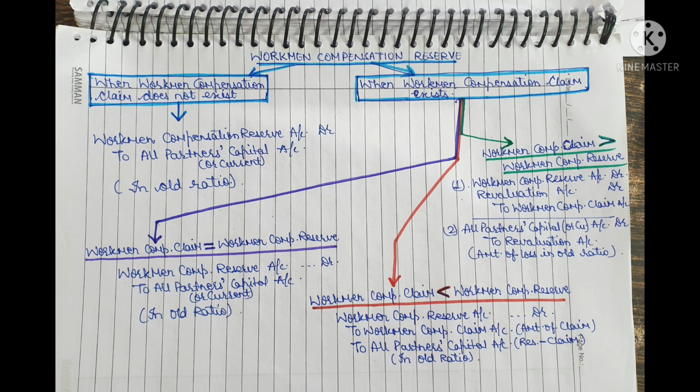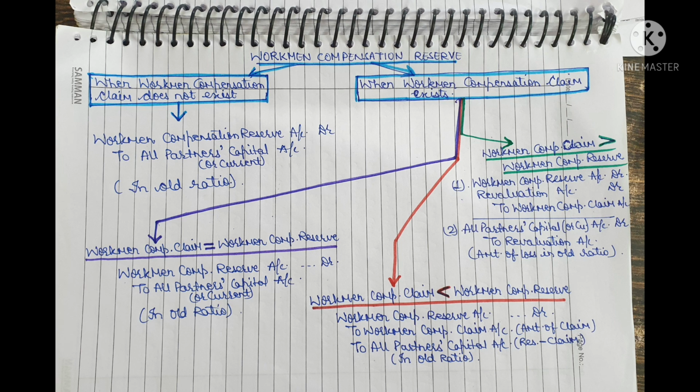At that time, one single entry will be passed, and that will be workmen compensation reserve account debited to all the partners' capital or current account, and the amount which is given in the liability side of the balance sheet as workmen's compensation reserve will be divided among all the partners in their old profit sharing ratio.